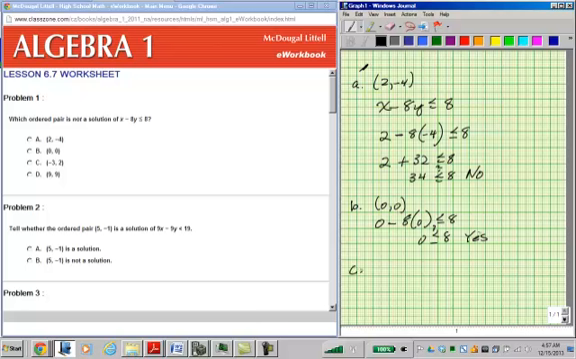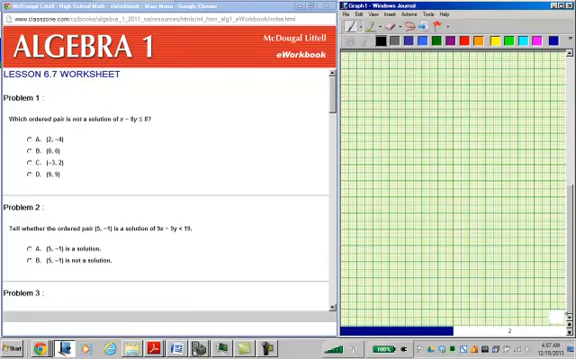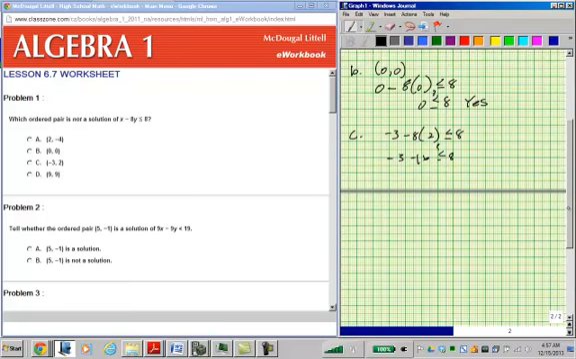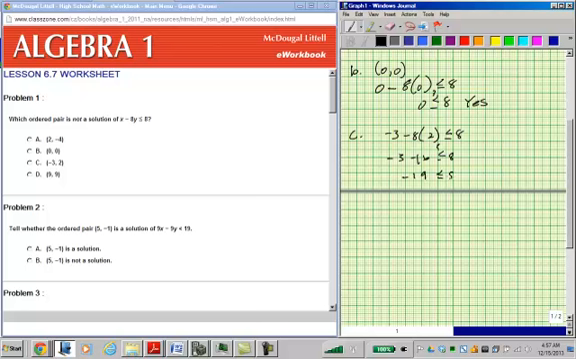And what about C? Negative 3, 2. Okay, so we put in negative 3 for x, minus 8 times 2, and then we have less than or equal to 8. So it's negative 3 minus 16 less than or equal to 8. Well, we have negative 19 is less than or equal to 8. So that's true. That's a yes.